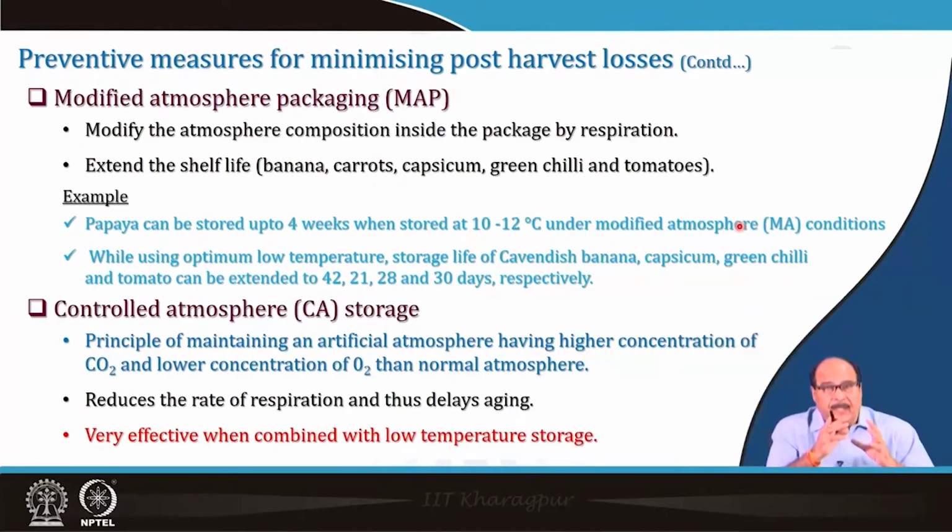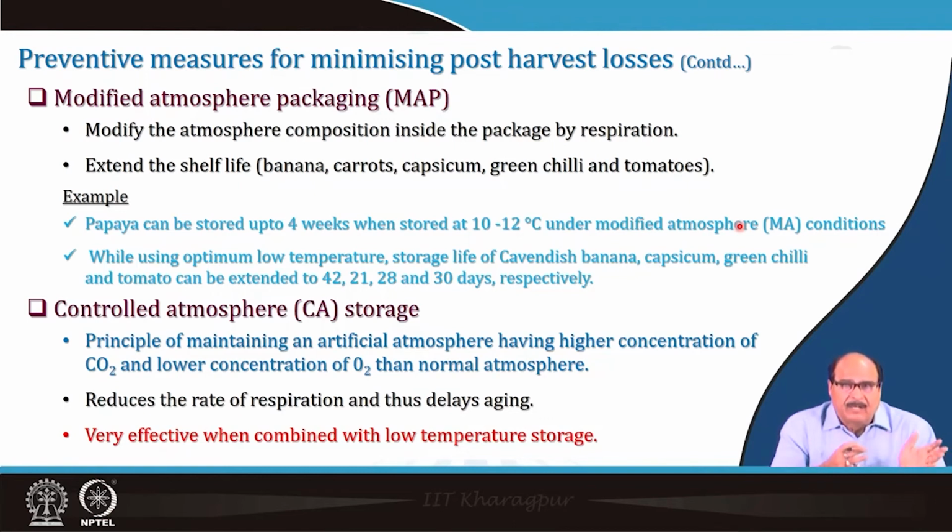Then modified atmosphere packaging or controlled atmosphere storage. Here the modern, novel concept is, instead of earlier when only the lower temperature was maintained in the storage environment, now it is emphasized that along with the temperature, even the gaseous composition should be controlled, whether in the packaging material or storage. We will devote 1 week and special lectures to CA storage and modified atmosphere packaging, etc. But here the concept is that the atmosphere composition around the product or within the packet is modified in respect of O2 and CO2 concentration, and then it modifies the rate of respiration, generally lowers the rate of respiration, and with this it extends the shelf life of commodities like banana, carrots, capsicum, green chili, tomatoes, etc., which are highly respiring.